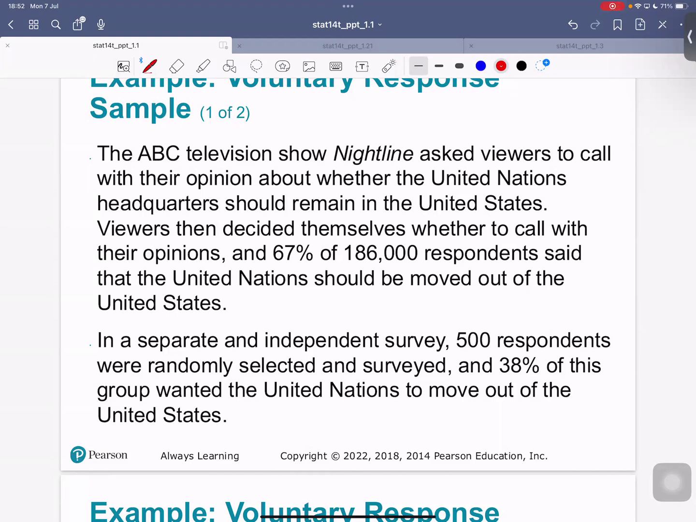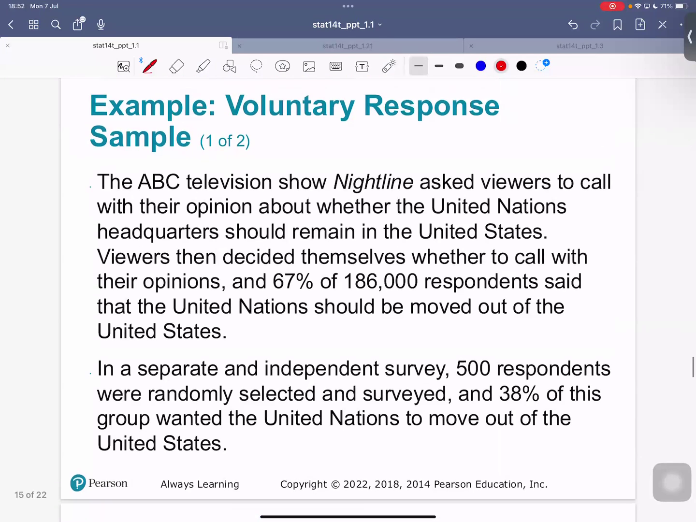So in this case, this is the voluntary response. Why? Can you please explain why we have the voluntary response here?